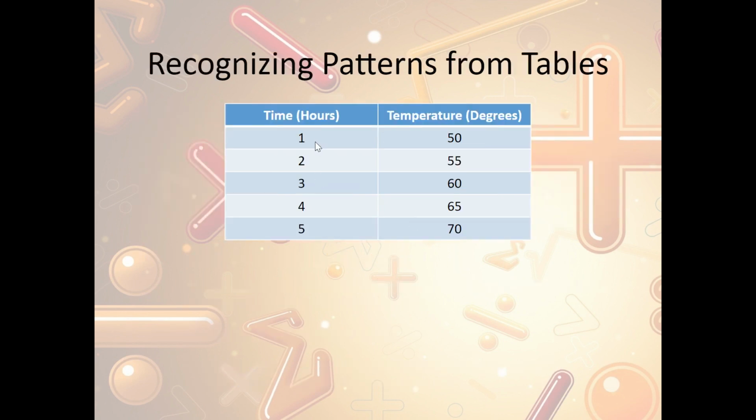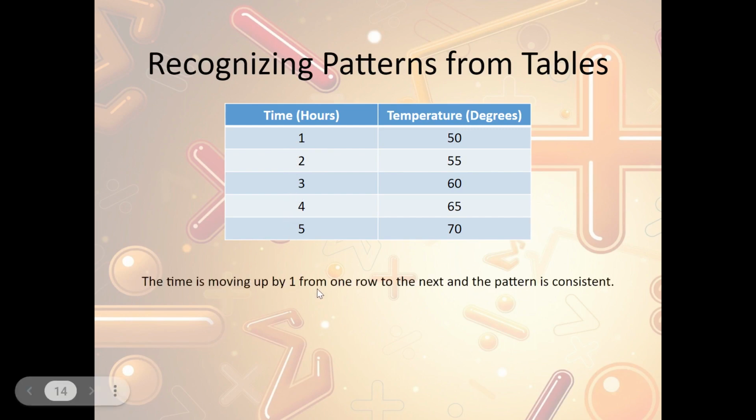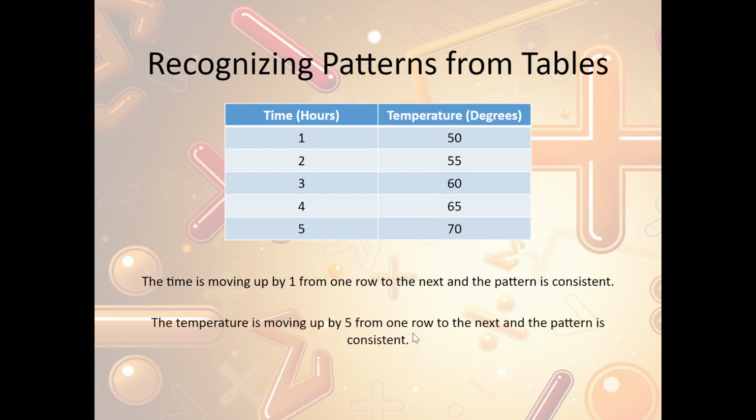So in this case, we're going to try to recognize what pattern we see in the columns. So if we look here at the time, we see that each time we go down one level on the rows, we're adding 1. So we could say that time is moving up from one row to the next, and the pattern is consistent, right? We didn't have add 1, add 2, and then add 1. We're consistently adding 1. Next, let's look at the temperature. Well, is there any kind of pattern here? Well, from here to here, we're adding 5, and then adding 5, adding 5, and adding 5. So therefore, the temperature is moving up by 5 from one row to the next, and the pattern is also consistent.